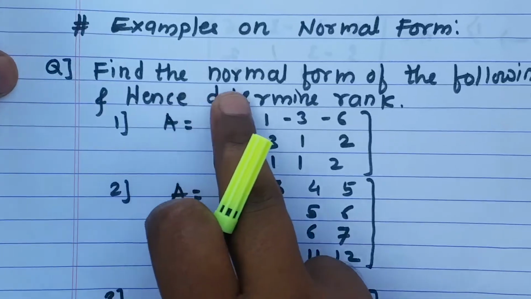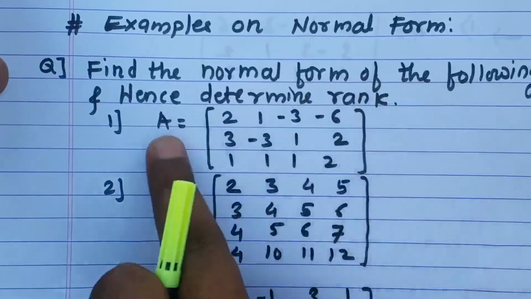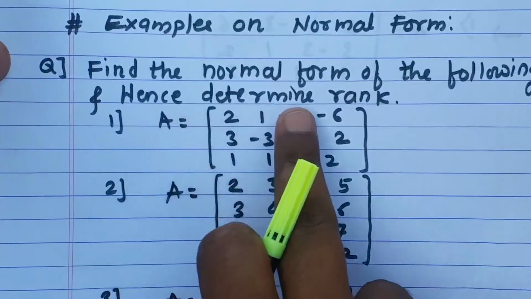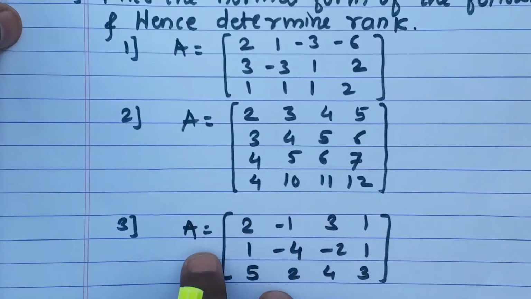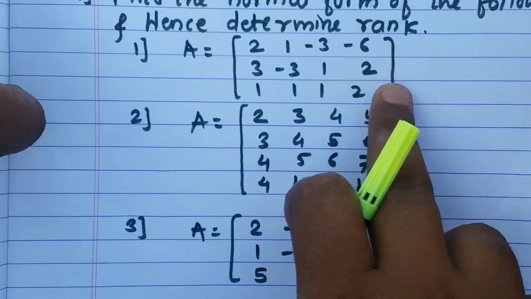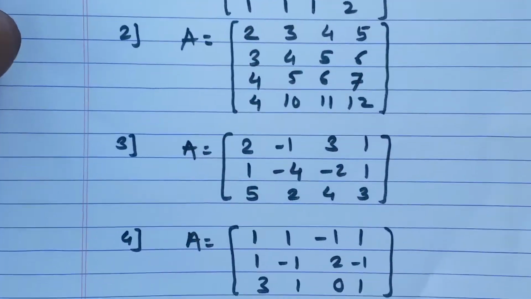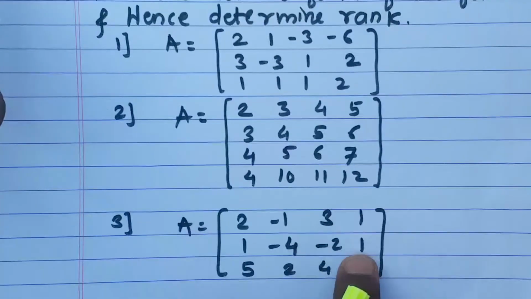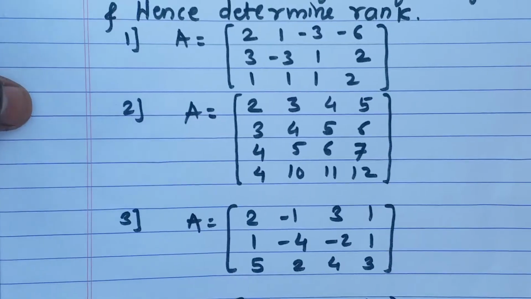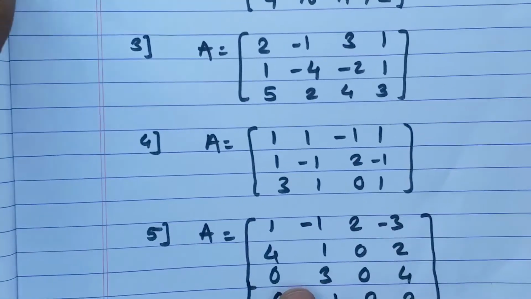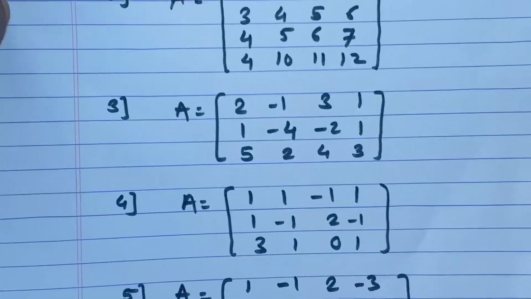The question will be like this: find the normal form of the following matrix, hence determine its rank. Once we get the normal form, we can comment on the normal rank of that matrix. So 5 examples I have written. Out of this, 1 or 2 I will do, and the remaining you need to solve on your own. These are the list of problems.